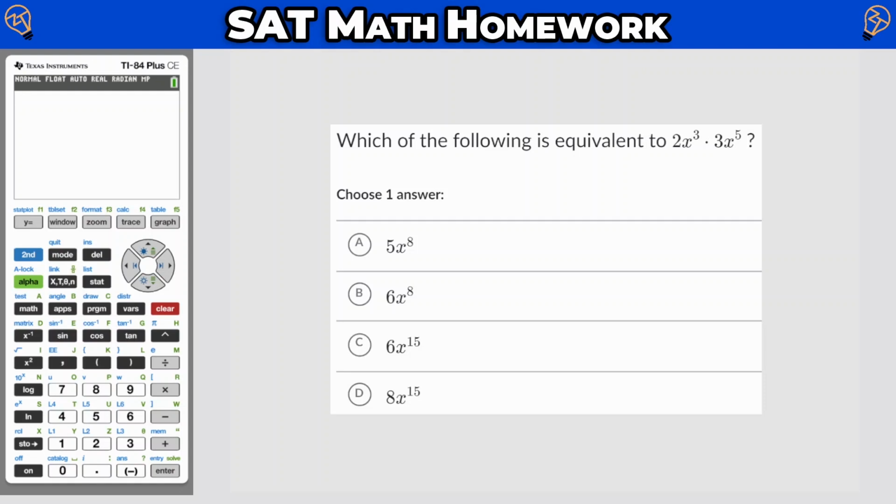To multiply these two binomials, we know for sure we're doing 2 times 3. That gives us 6. Well, we can eliminate A and D at that point. And now we're left with B and C.